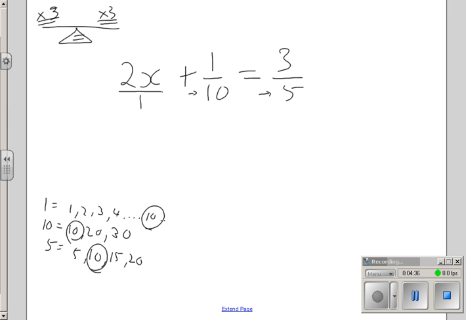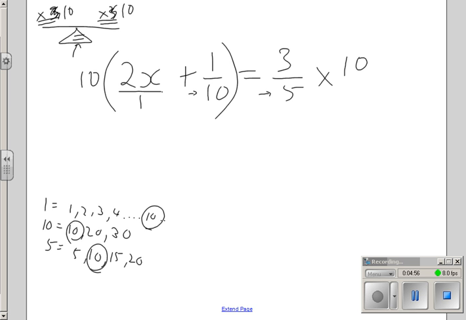That means if I multiply both sides by 10, I'll be able to keep it equivalent. Because over here, if I was to multiply both sides by 10, I still keep it equal. So I'm not going to affect it. So I'm going to multiply this side by 10 and this side by 10.